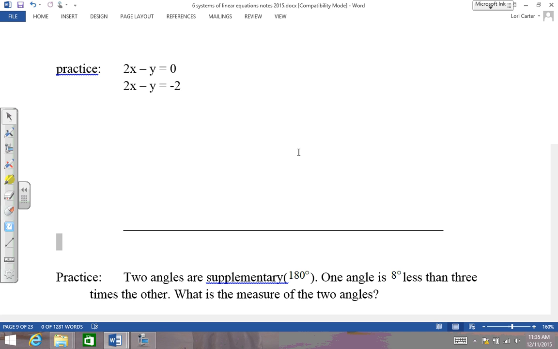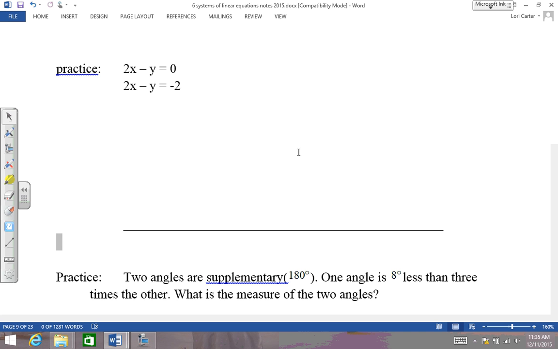Do you want to call on anybody to help you? Yes. Who would you like to call on? Maddie. All right. There's a negative 2 in the second one. There is. So what does that 0 and that negative 2 tell you? Nick wants to help. No solution. Why is it no solution?